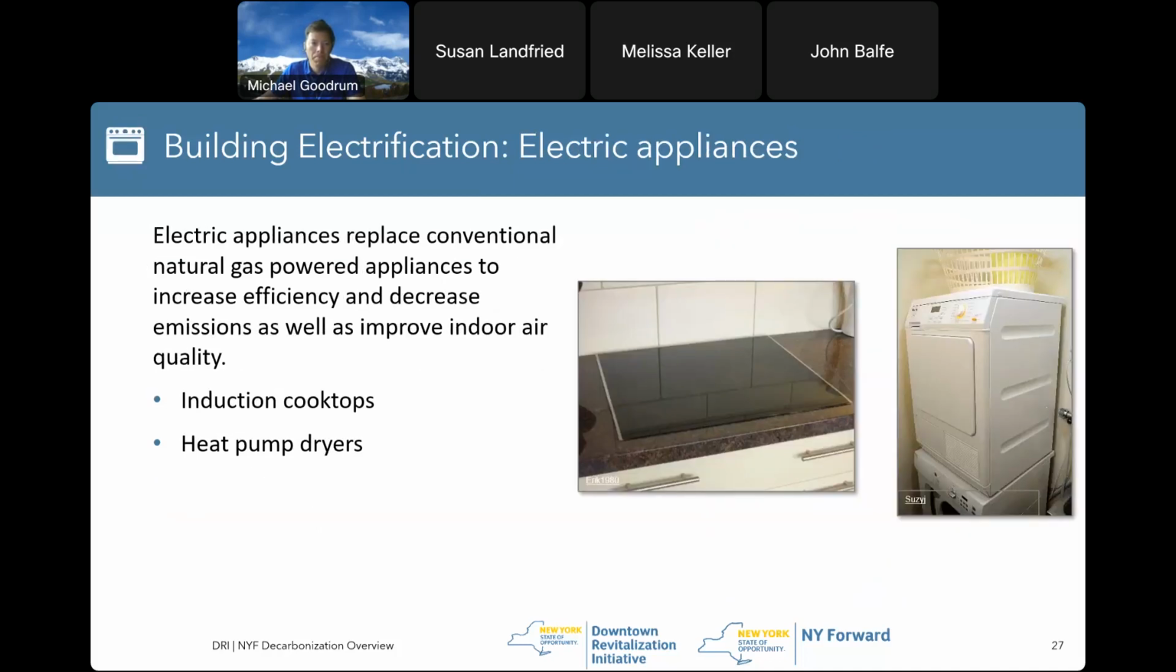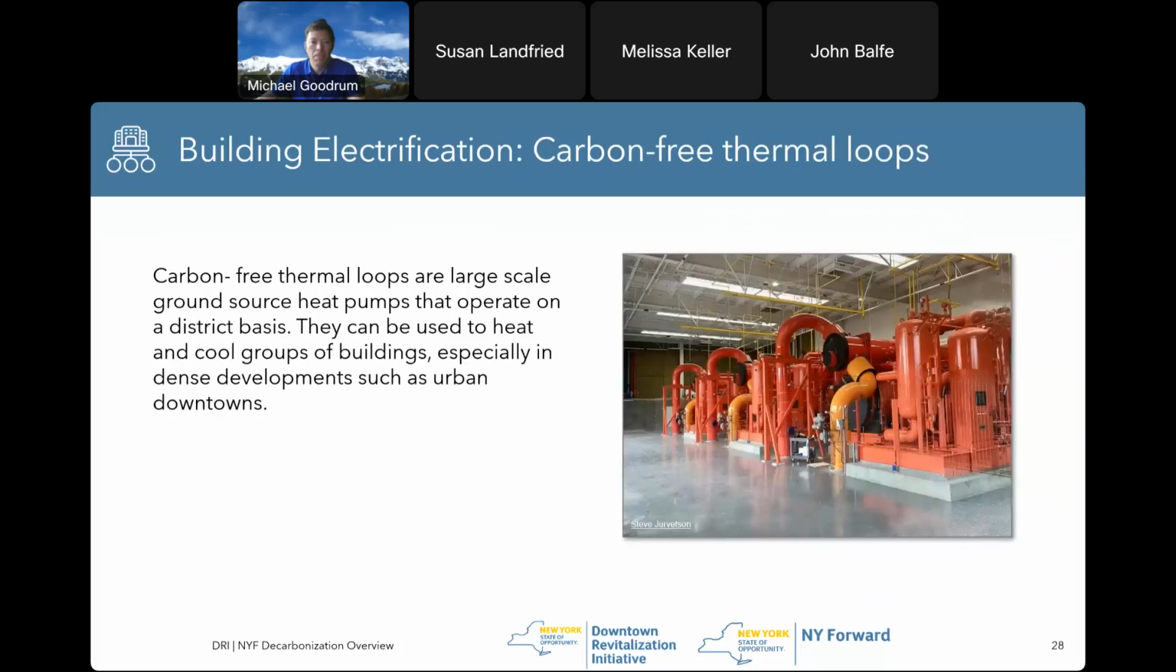for hot water. Others are electric appliances, like induction cooktops or heat pump dryers, things like that you can install. And, that's probably a multifamily consideration, but, there are ways to move toward electric for those appliances.